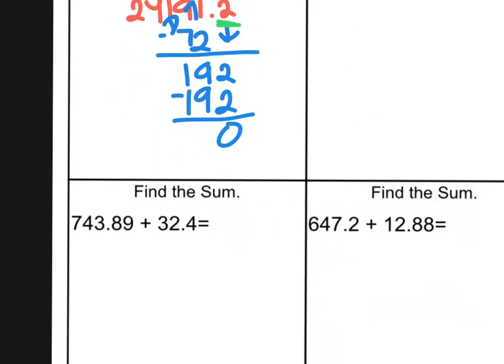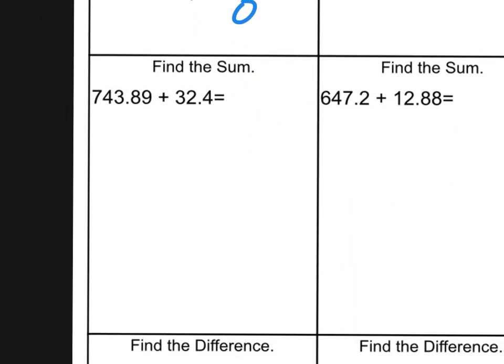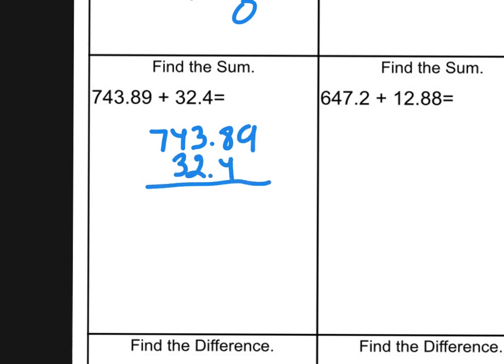For the next one, it says find the sum. We just have to line them up. So when we add decimals, we have to line them up. So there's the first one. And there's the second one. You can put a 0 at the very end if you like. Let's add these up now.